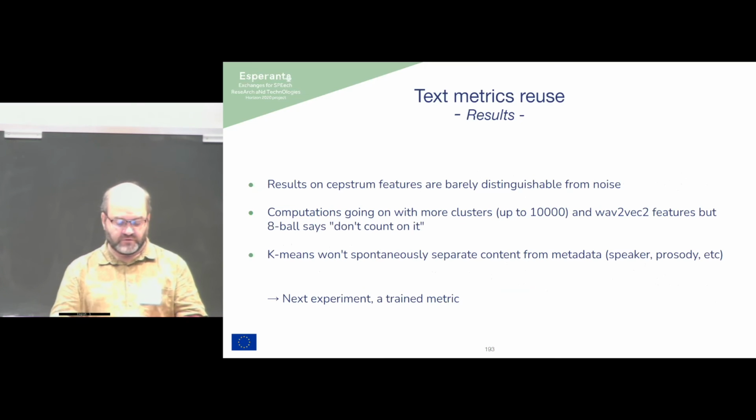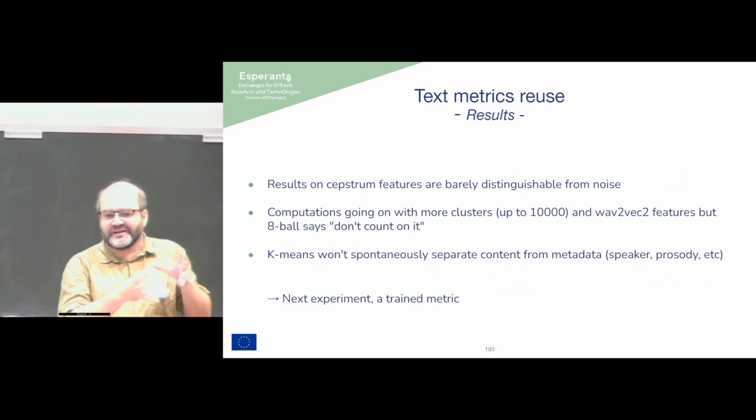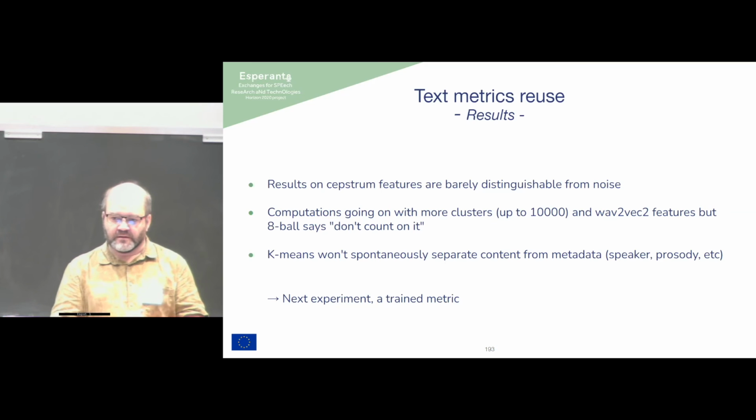We have computations going on with more clusters and wav2vec features, but I'm not holding my breath, to be honest. It could work on the wav2vec features, but I'm not convinced. The conclusion is that k-means are not going to spontaneously separate the actual contents, which we could say the words or the phones of the words, from all the metadata, the speaker characteristics, the prosody, the pitch, things like that. It's not going to separate them, so it's not usable to do a text metric afterwards.